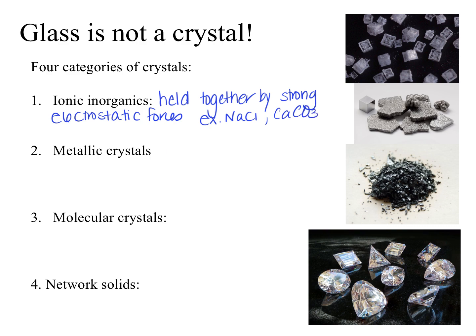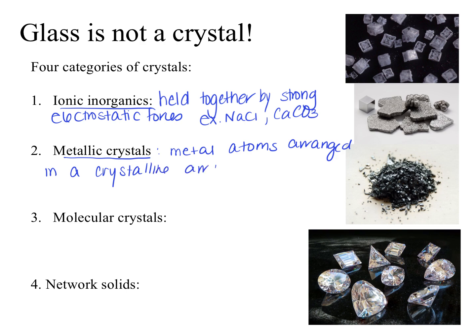Then we can have metallic crystals. These are metal atoms that are arranged in a crystalline array. An example of this would be iron or aluminum or copper. And so I have an example of iron here.